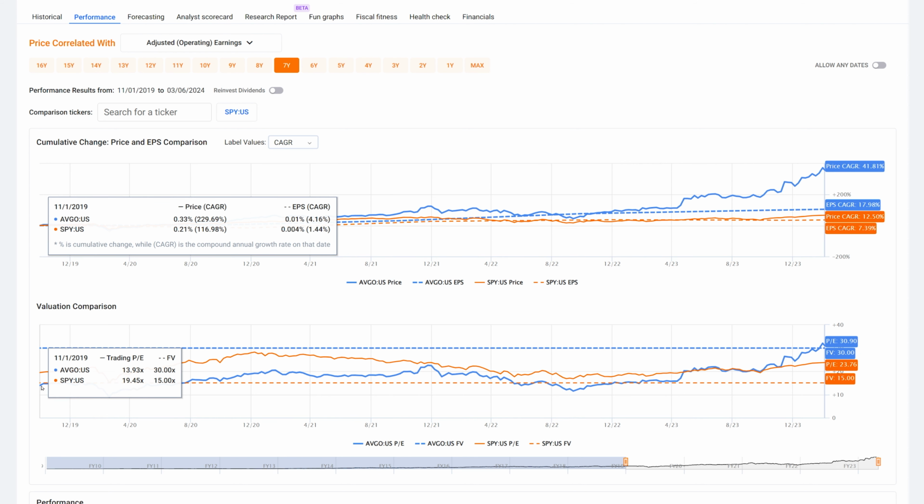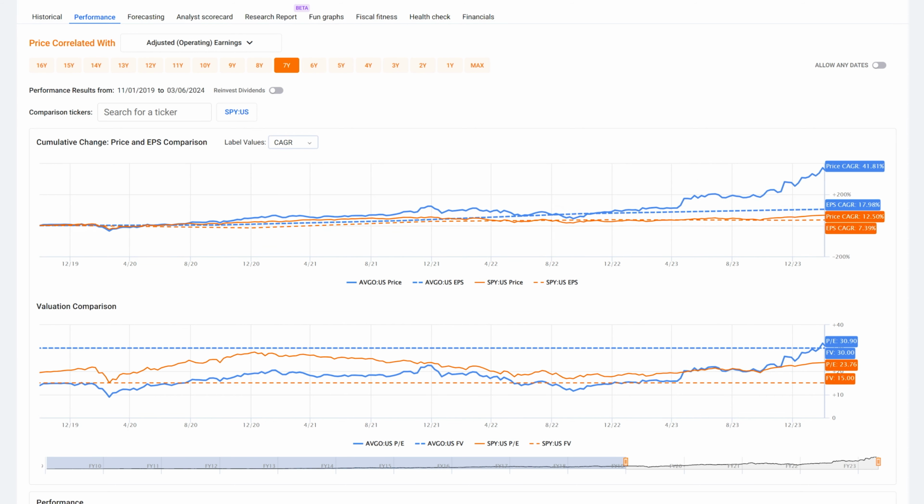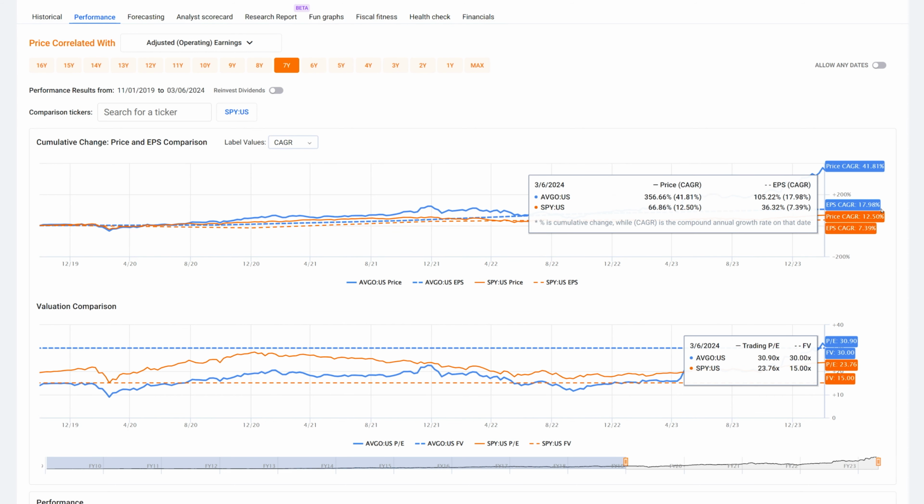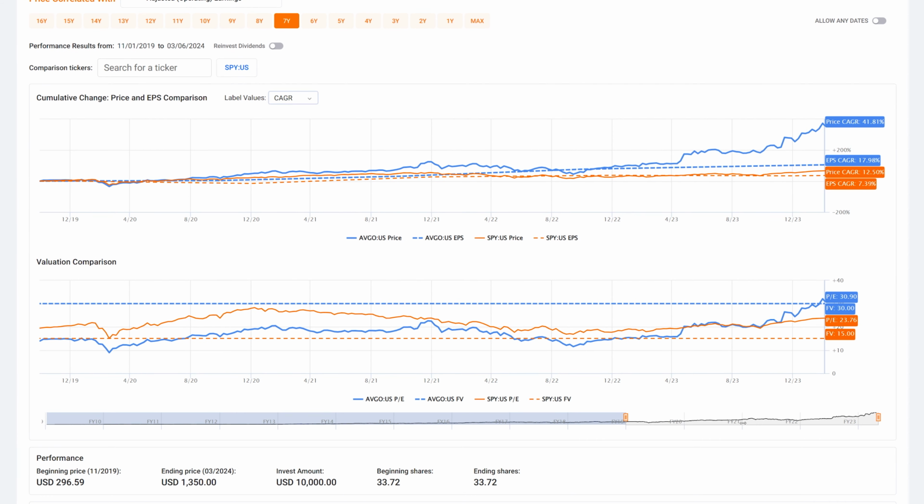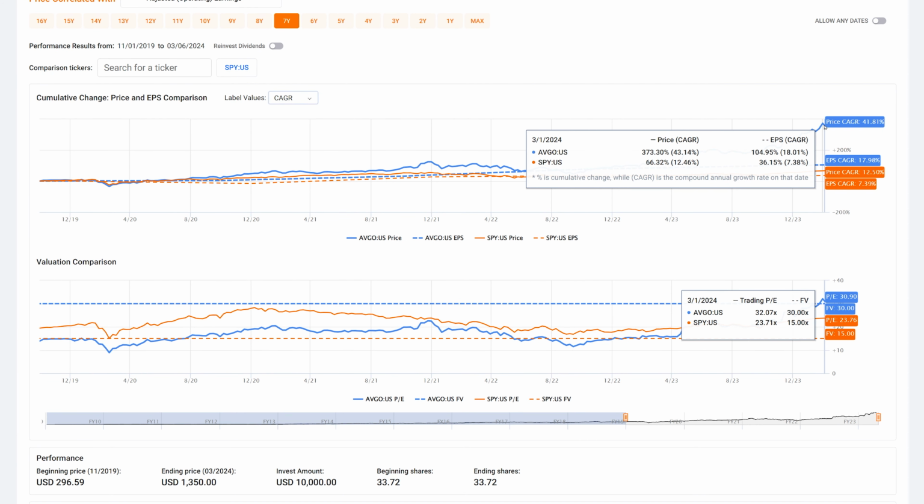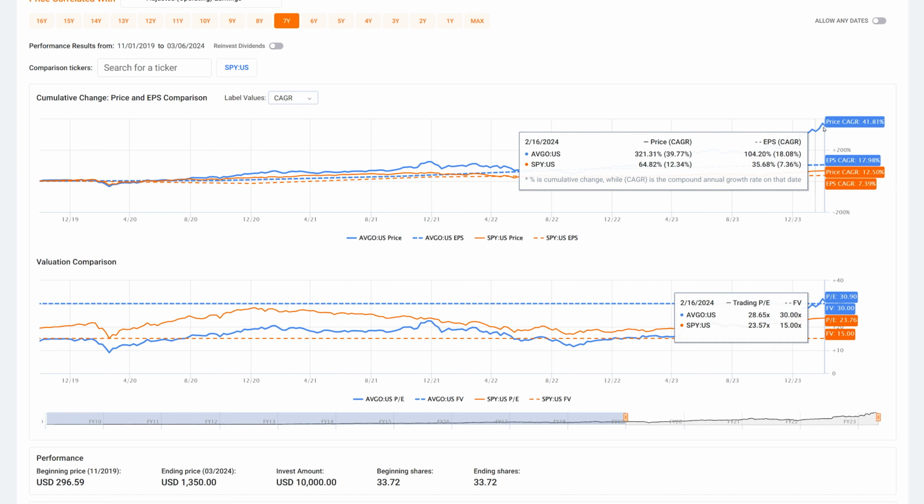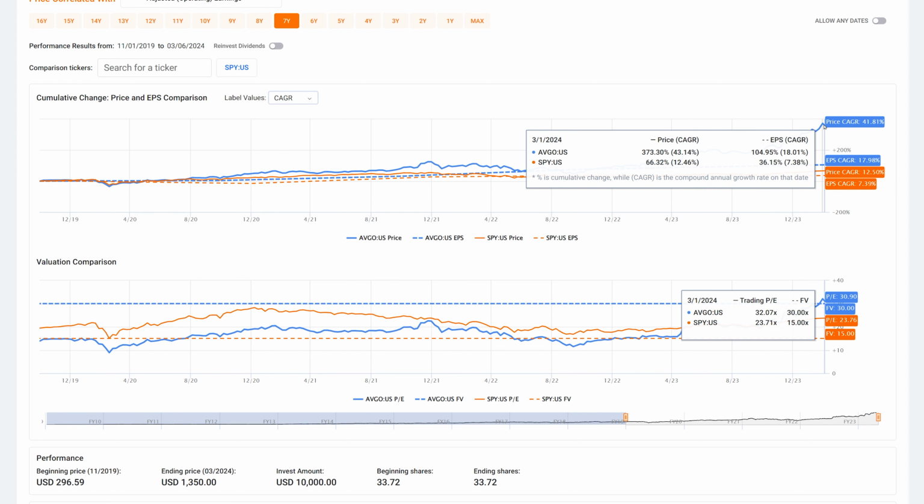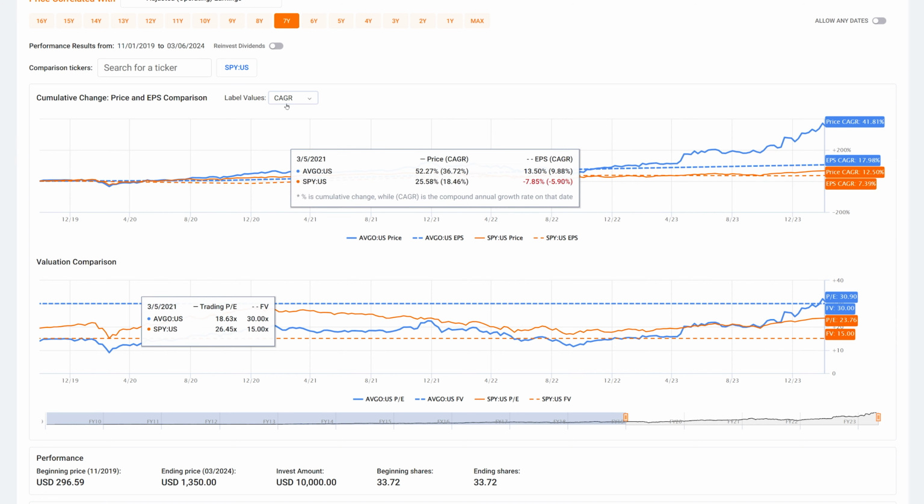Again, advantage AVGO in every aspect, including earnings growth of 17.98% and price appreciation of 41. But I also want to point something out at the end here. If I go to the ending period of time, we see that AVGO had a 373.3% cumulative price growth and 104% of earnings growth, where SPY only had 66% growth in price and only 36% in earnings growth.